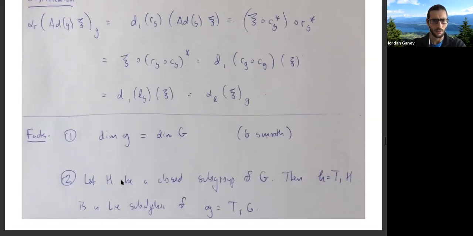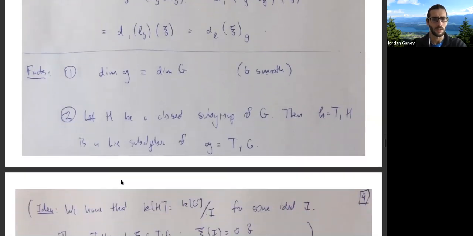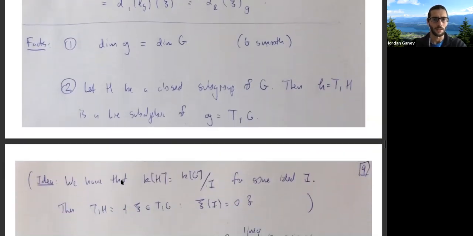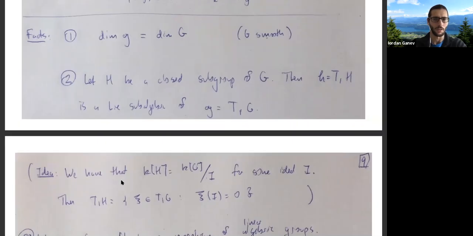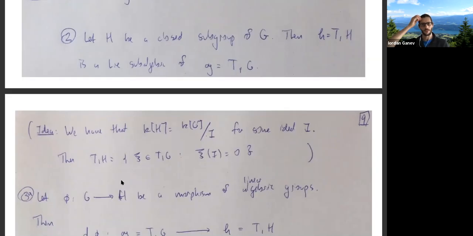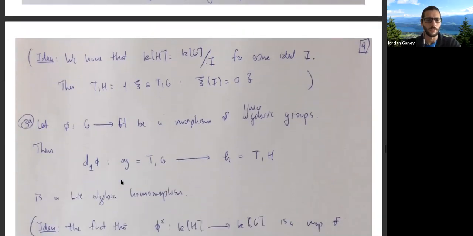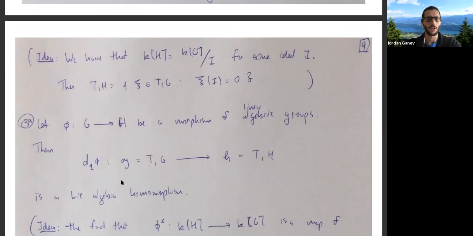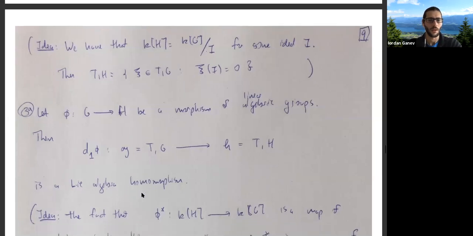And then I collected all these facts. So the dimension of the Lie algebra is equal to the dimension of G. If we have a closed subgroup of G, then its Lie algebra is a Lie subalgebra of the tangent space at the identity. And if we have a morphism between linear algebraic groups, then we get a Lie algebra homomorphism between their Lie algebras. And this is just differentiation at identity.